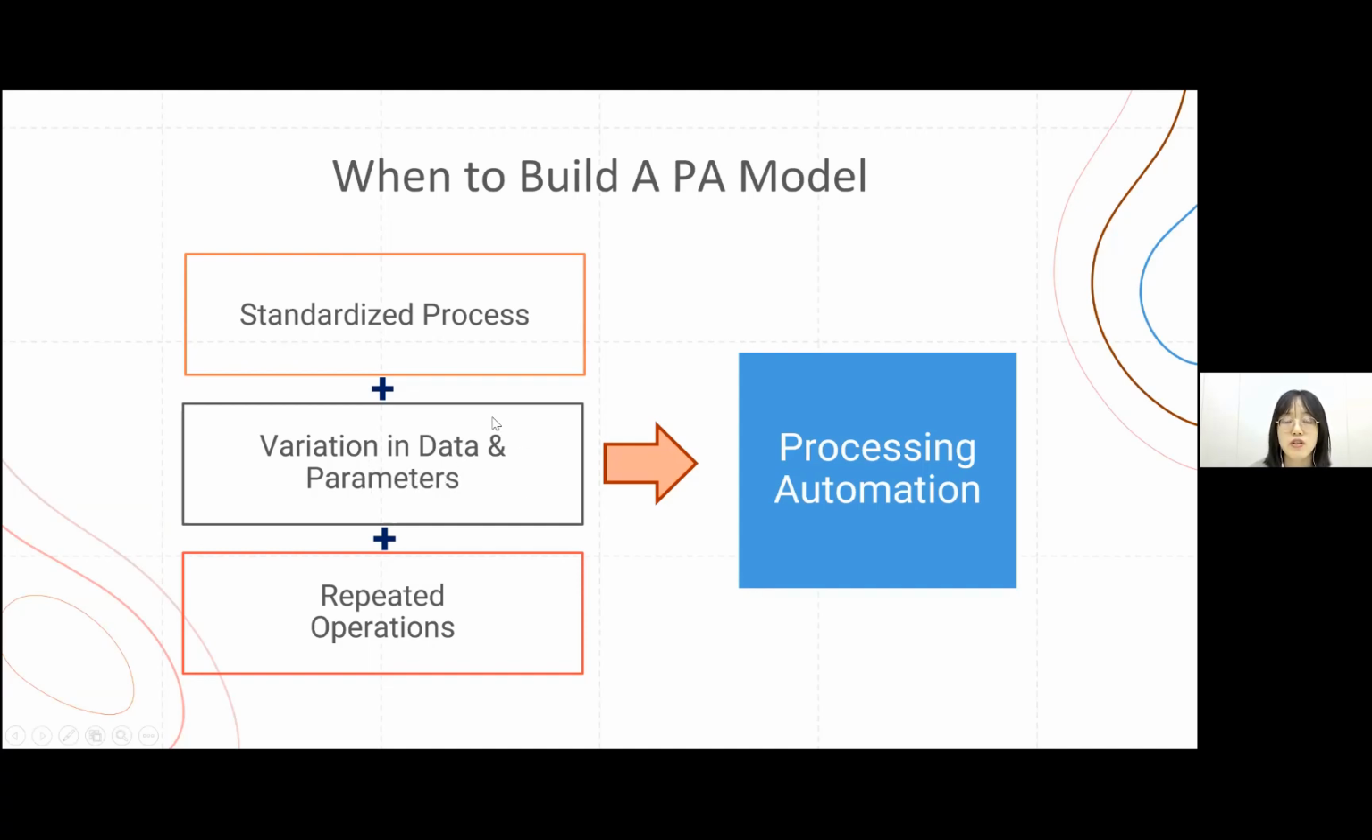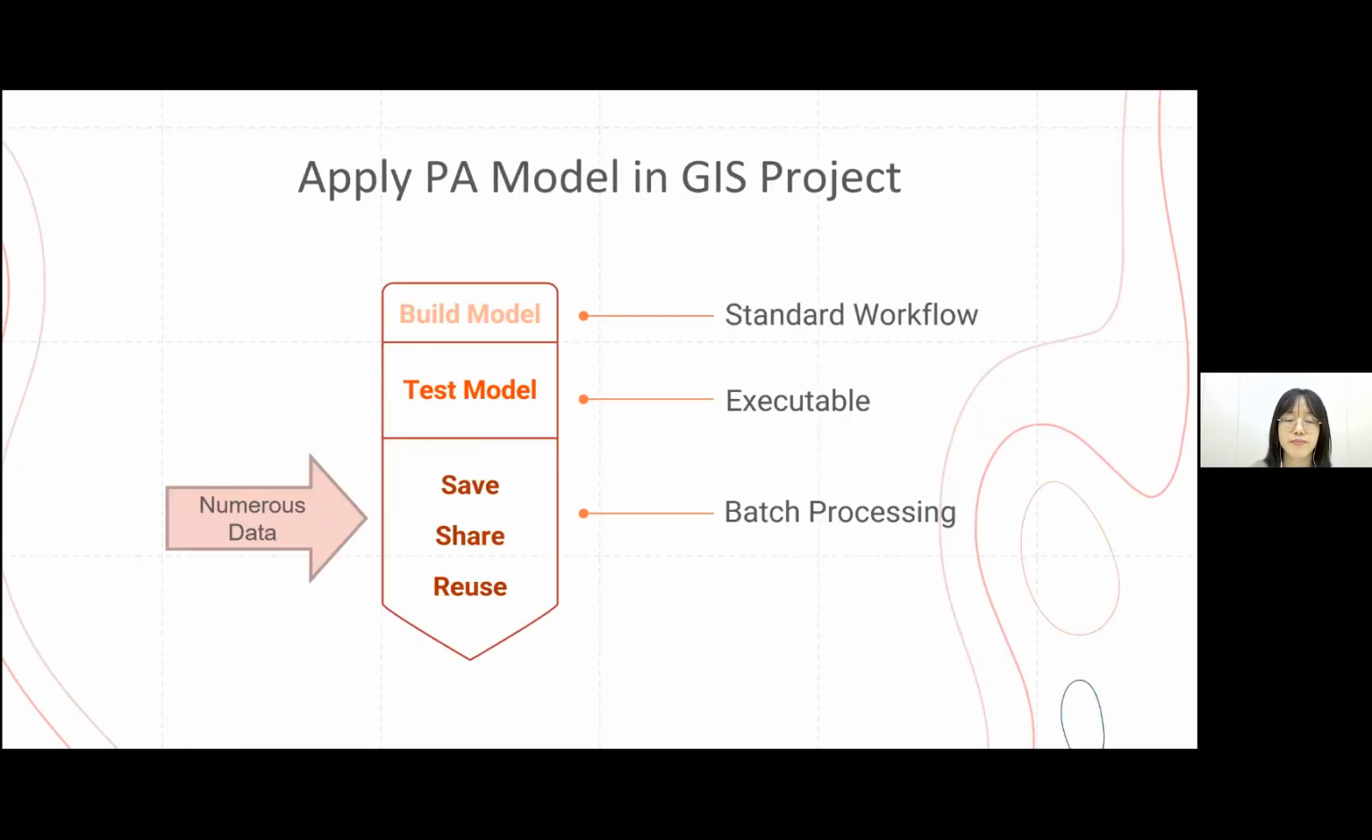In such cases, if we do it all by ourselves, we would have to do repeated operations again and again. But if we have built a model, then we can use the model to visualize the standard process and then simply change the input of the model. Then we can have an automatic process, where the software automatically does all the operations for us.